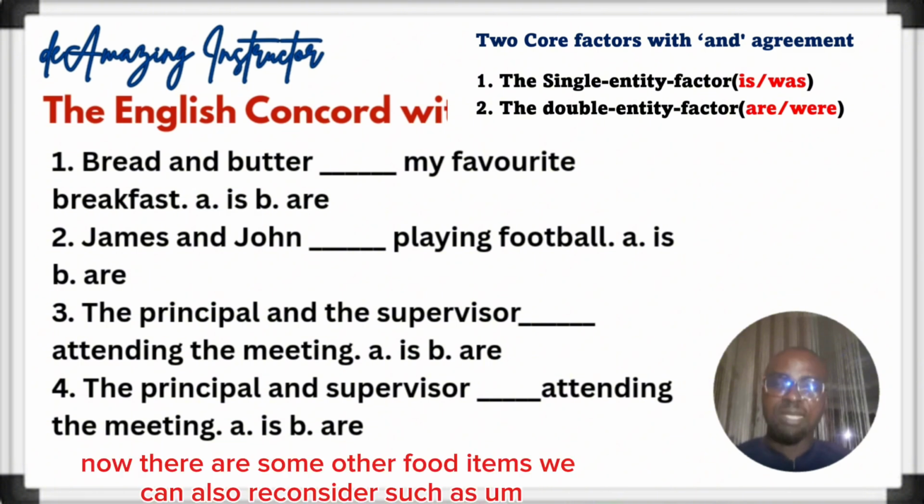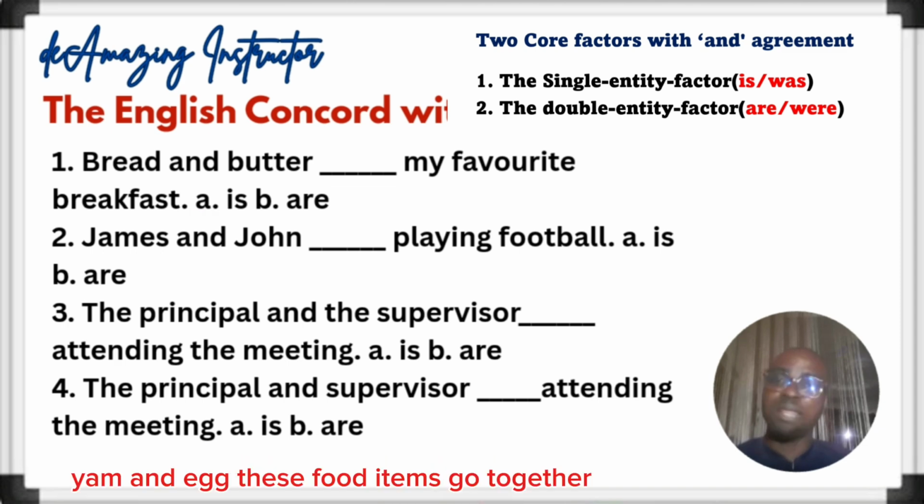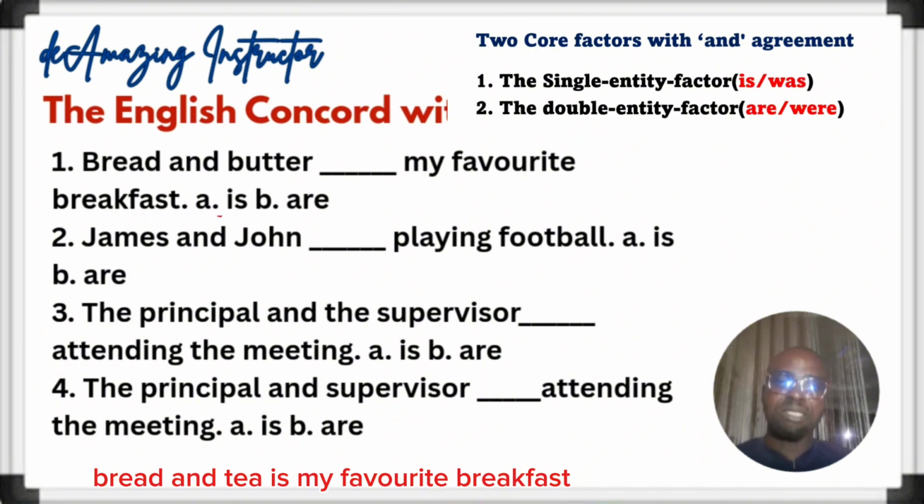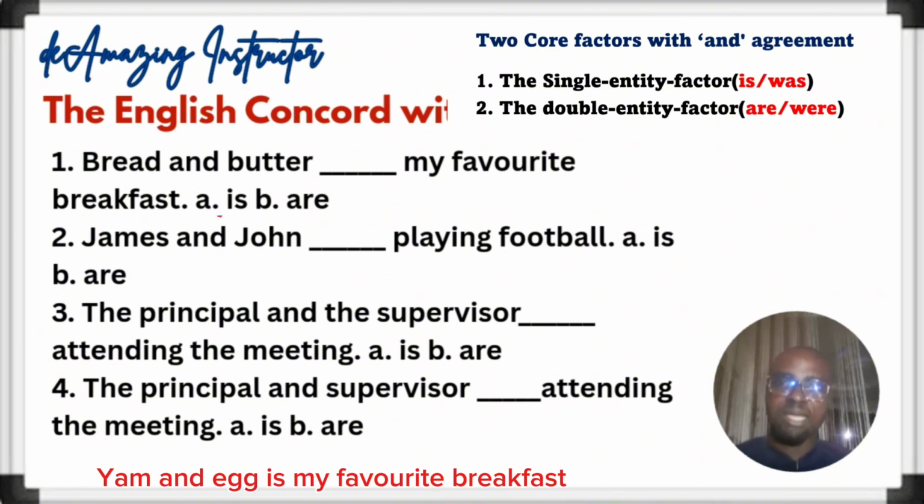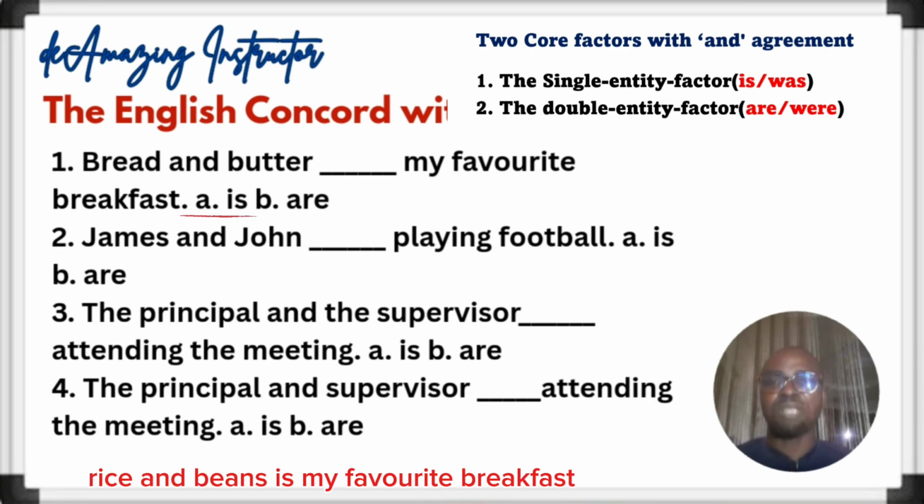Now, there are some other food items we can also consider, such as yam and egg. These food items go together. Bread and tea is my favorite breakfast. Yam and egg is my favorite breakfast. Rice and beans is my favorite breakfast.